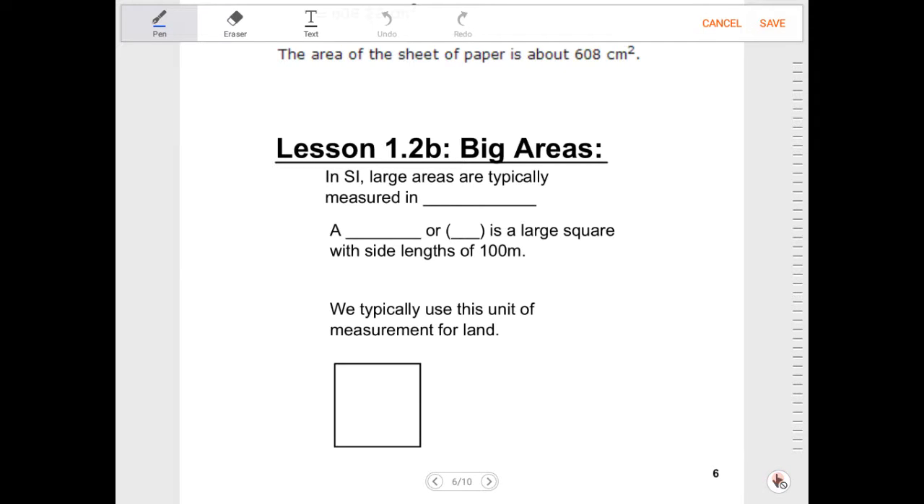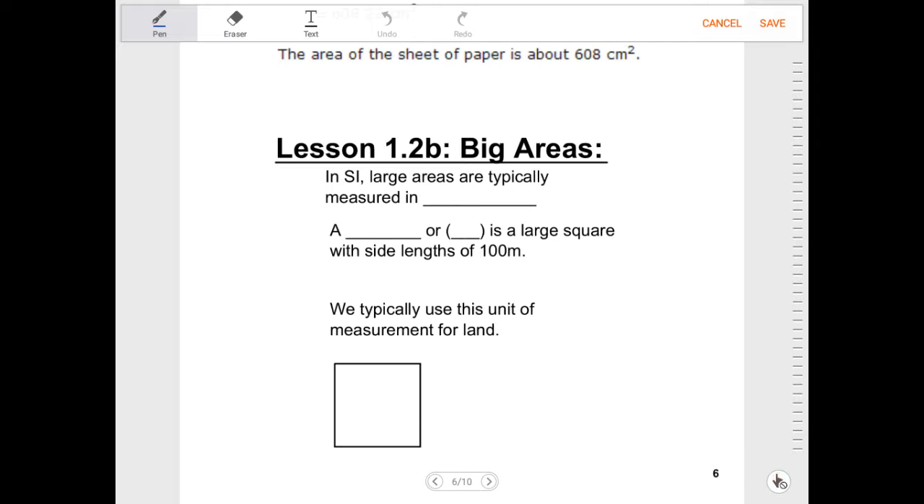Okay, now hopefully you had success with measuring the area of smaller surfaces and doing the conversions back and forth, and I hope that you tried the practice questions. Now, this is just a continuation. I could have put this in one video, but I didn't. This is now just dealing with big areas.